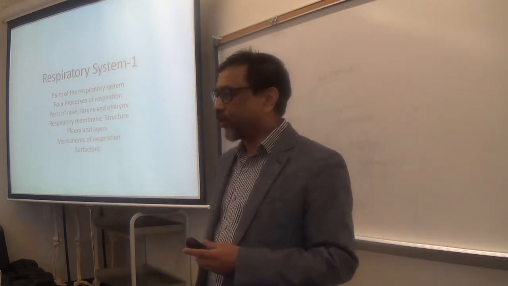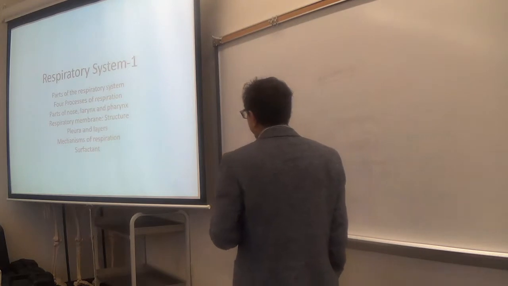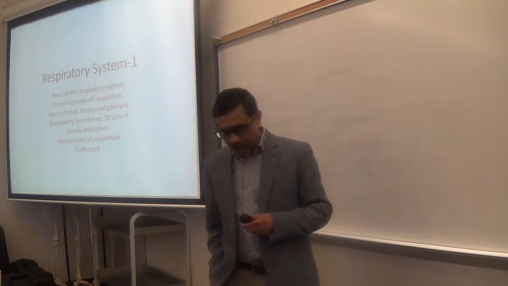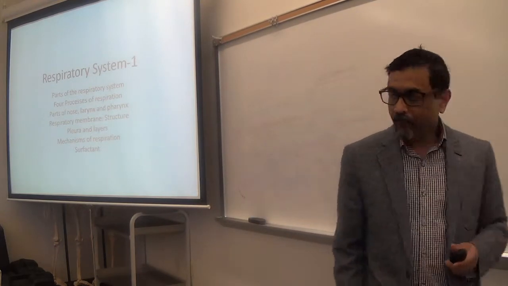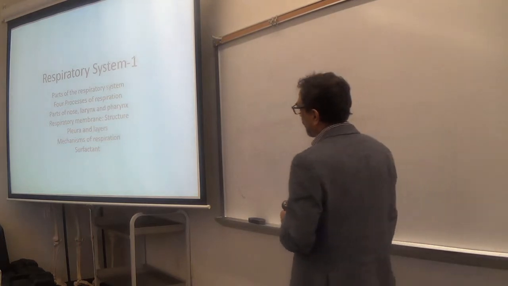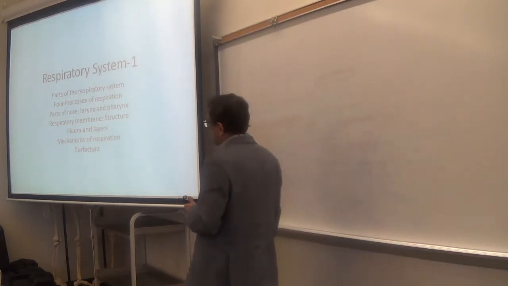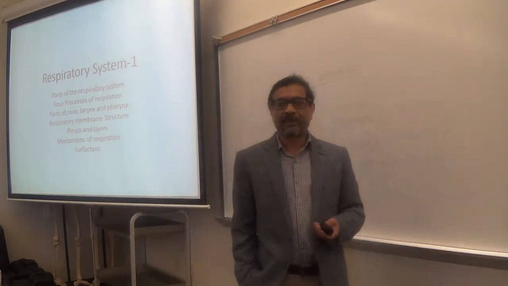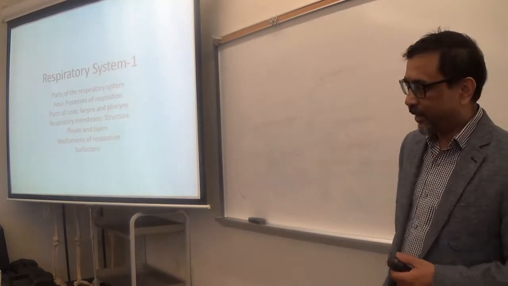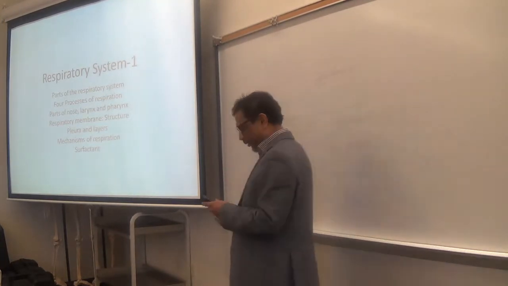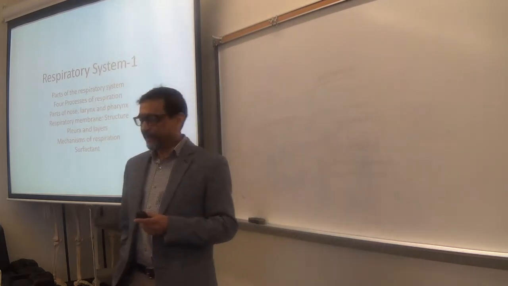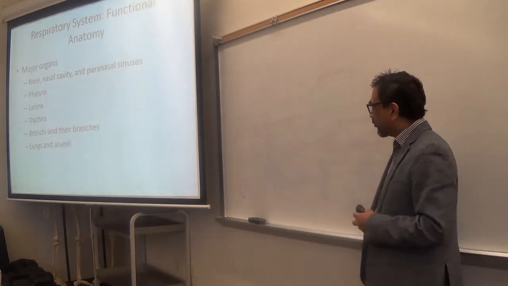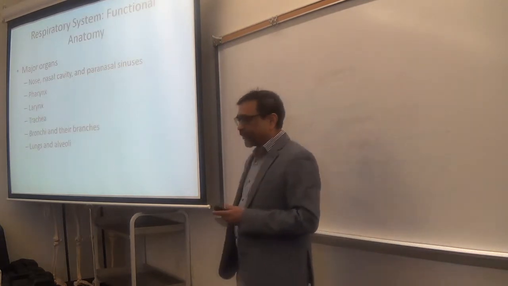First we'll talk about the nose, nasal cavity, then larynx, pharynx. We'll talk about the respiratory membrane, pleura, and the layers of pleura. We'll talk about the mechanism of breathing or respiration and surfactant. Surfactant is a fluid secreted inside the alveoli of the lung. It is a very important fluid. We'll talk about that. So first, the parts or organs of the respiratory system.